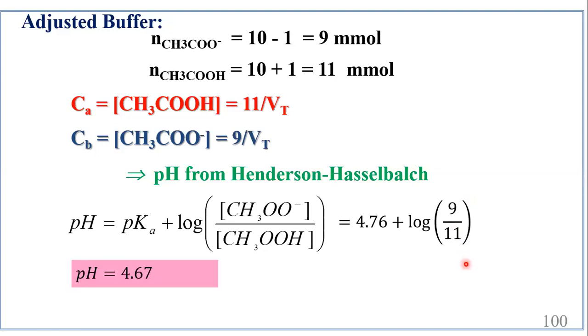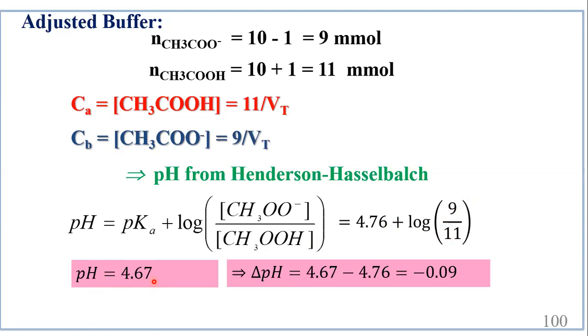It's the same thing. Get a new pH, okay? So pKa plus log of this ratio. And notice the ratio does affect slightly the pH. The pH has decreased. It is now 4.67. Okay? And let's look at this change in pH. How did the pH differ?